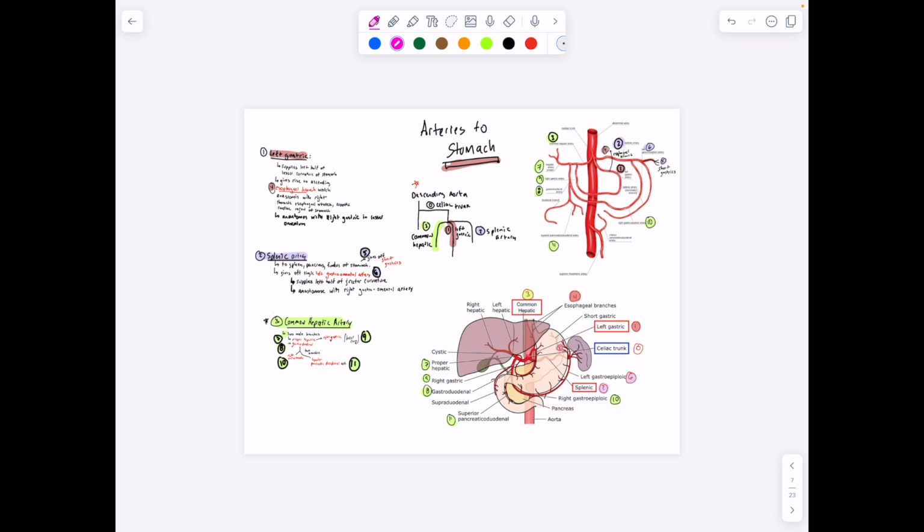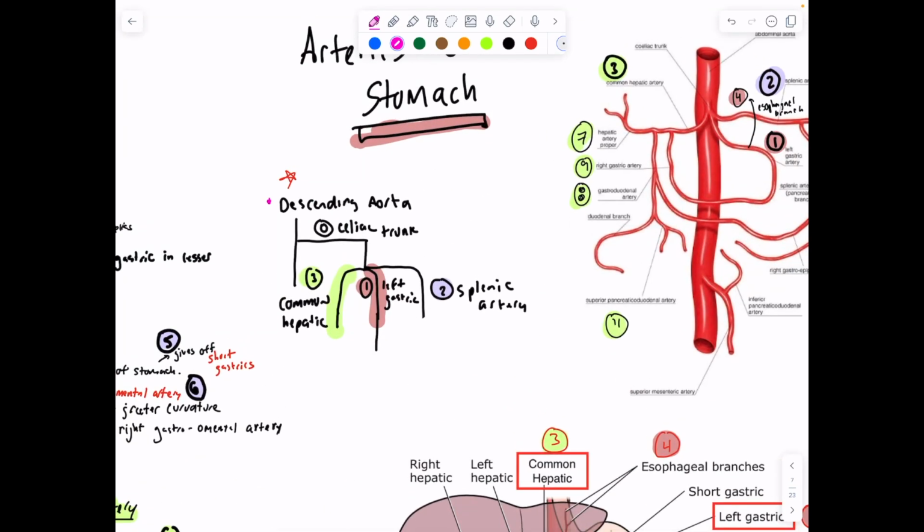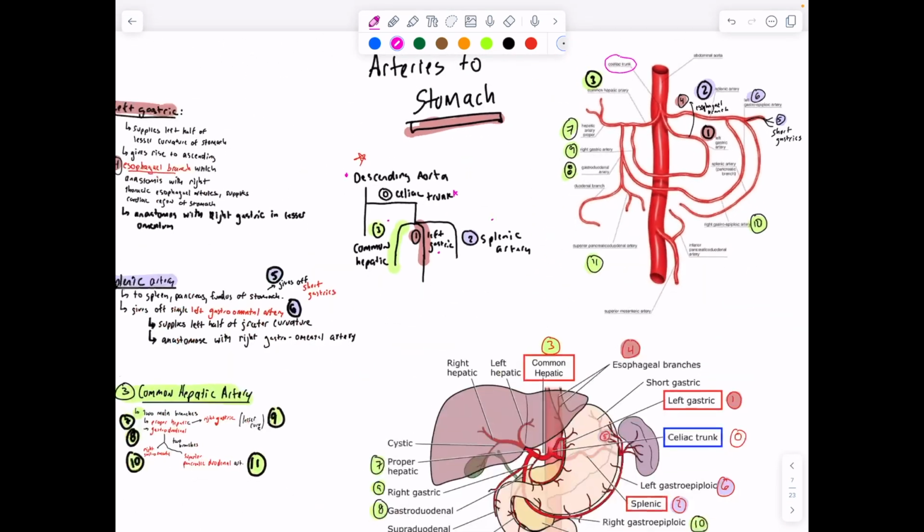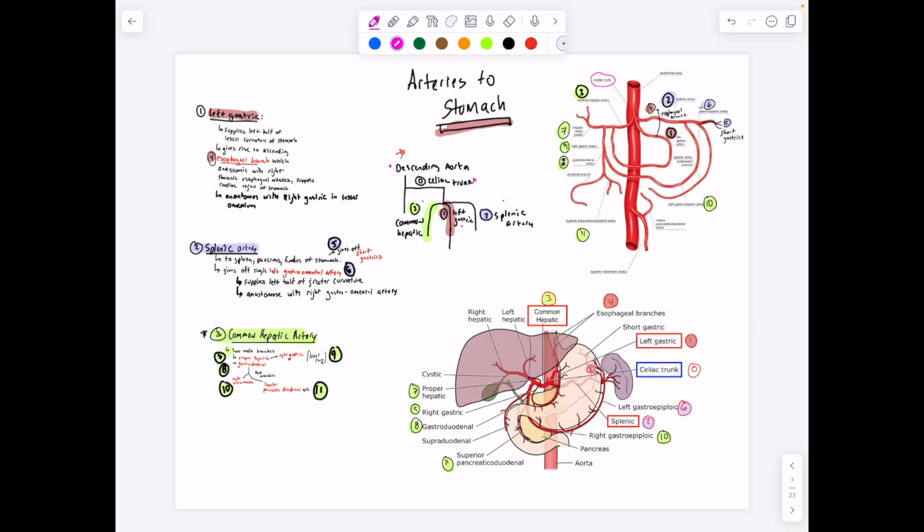All right, so arteries to the stomach: we have the descending aorta, which we're very familiar with. That's going to give a branch, which is the celiac trunk. The celiac trunk is going to branch into three main branches: the left gastric artery, the splenic artery, and the common hepatic artery. Each of those is going to give off branches as well. You can see this diagram right here, but I think perhaps it's easiest to go over them one at a time. All three of these are going to supply blood to the stomach at some point.